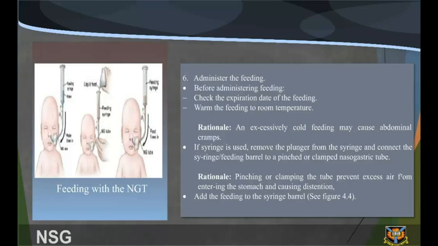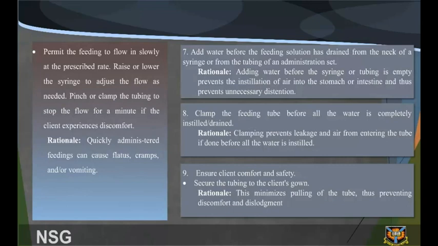If a syringe is used, remove the plunger from the syringe and connect the syringe or feeding barrel to a pinched or clamped nasogastric tube. Pinching or clamping the tube prevents excess air from entering the stomach and causing distension. Add the feeding to the syringe barrel. Permit the feeding to flow in slowly at the prescribed rate. Raise or lower the syringe to adjust the flow as needed. Pinch or clamp the tubing to stop the flow for a minute if the client experiences discomfort. Rationale: quickly administered feedings can cause flatulence, cramps, and/or vomiting.